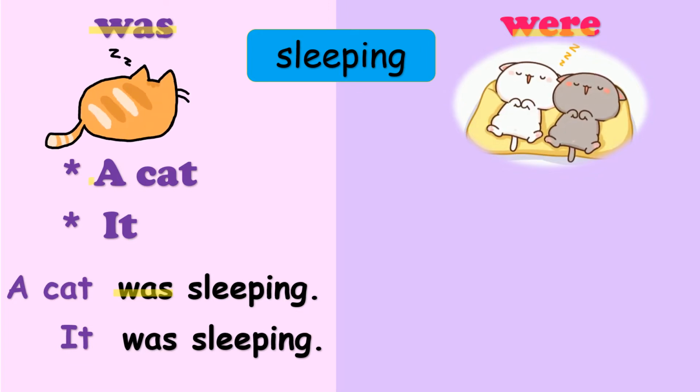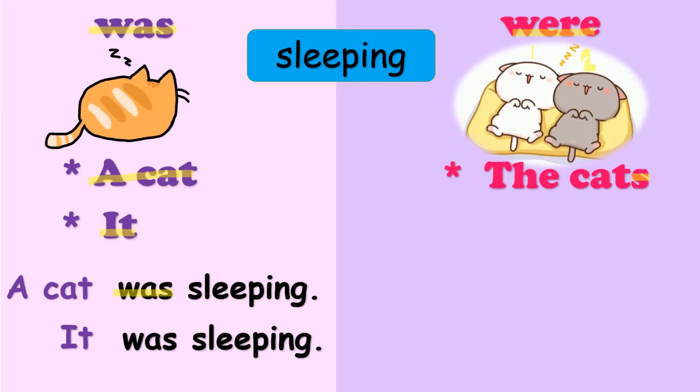Ini a cat maksudnya satu kucing. It ialah dia, kata ganti nama untuk binatang. Okay, now were. Were maksudnya lebih daripada satu. Dia ada dua. Ni dua ekor ni. Ekor satu, ekor dua. So, we are going to use were. So, kalau dua ekor, kalau satu a cat, kalau dua ekor tadi apa? The cats. Ada S kat hujung dia. Plural.